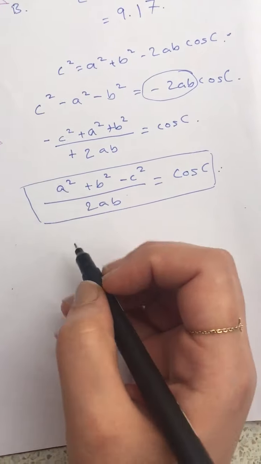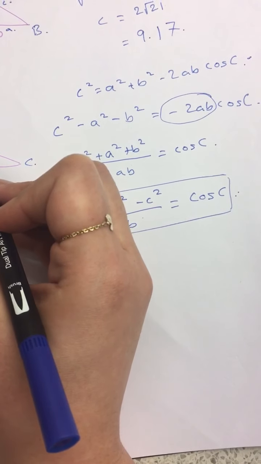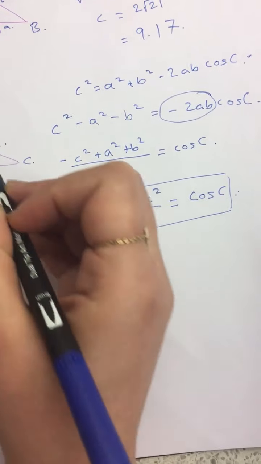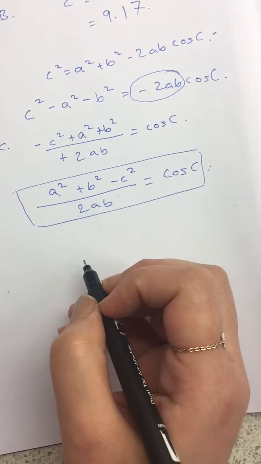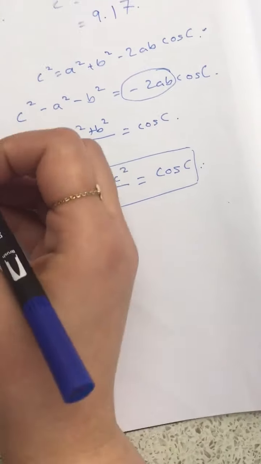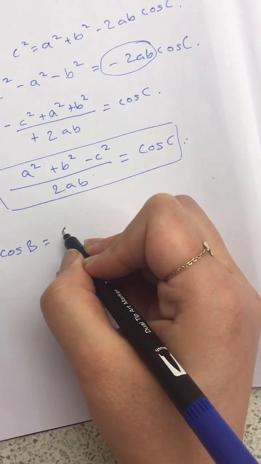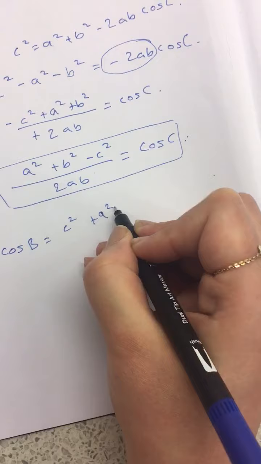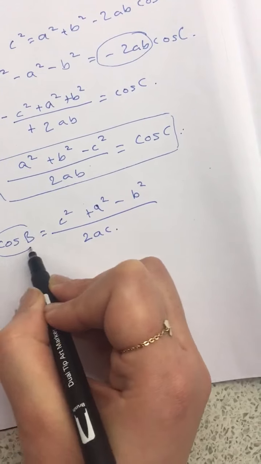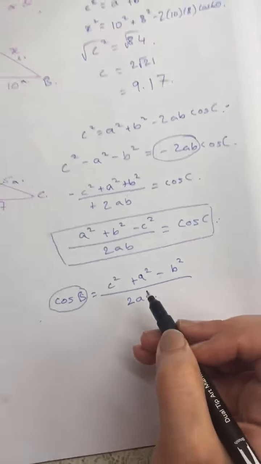But if I wanted to use this, I'll label this A, B, C. I want to find the angle opposite B, so that's lowercase b, that's lowercase c, that's lowercase a. So the angle opposite this line would be what I need to find. So here that would be cos B. So I use c squared plus a squared minus b squared over 2ac. Because I want to find cos B, not cos C, I'll put lowercase b and not c. So that's how you'd manipulate the formula.